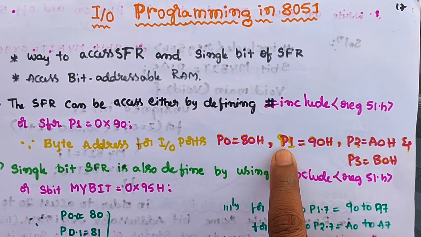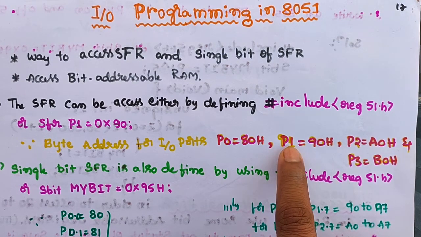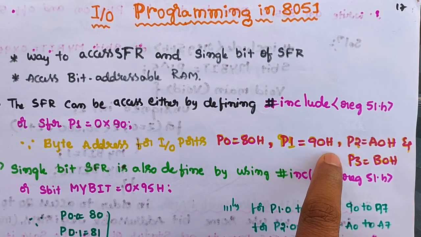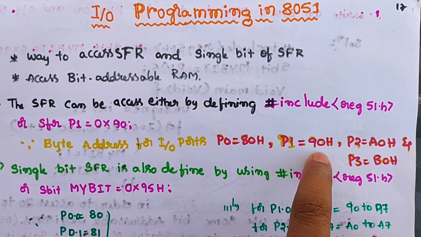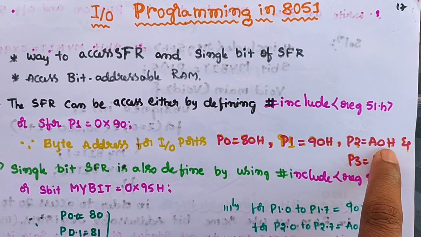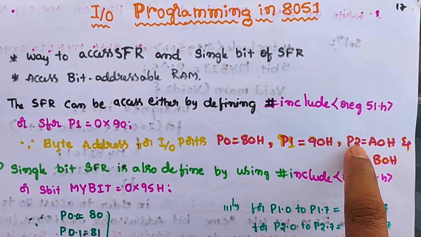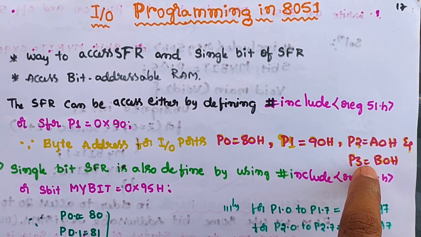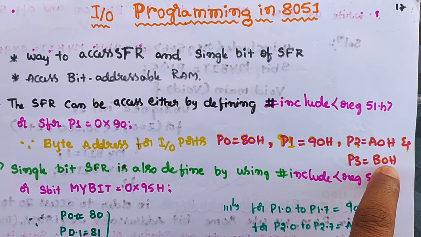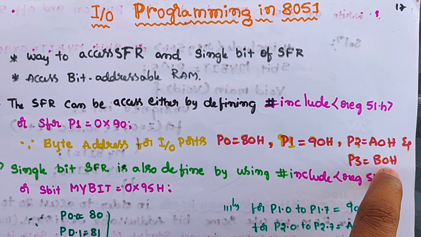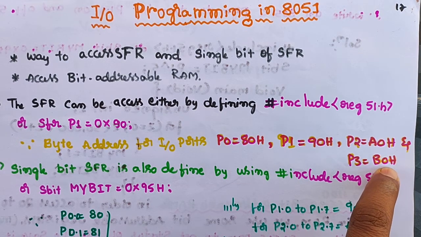So the starting address of port P1 is 90, that means P1.0 is the 90th location, up to P1.7 at the 97th location, which you can fetch in port P1. In port 2, A0 is the starting address, P2.0 to P2.7, and the P2.7 address is A7H. Similarly for P3, the starting address is B0, so P3.7 has the memory location B7H.